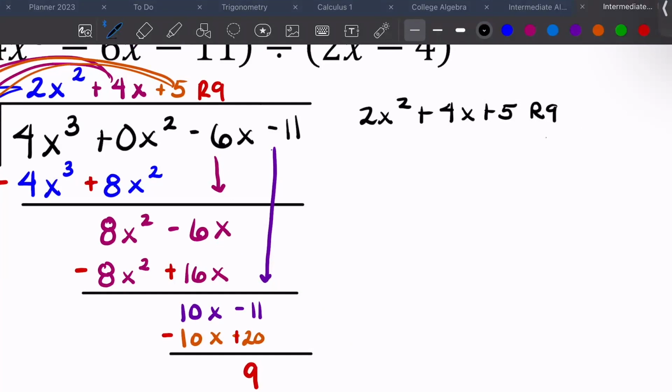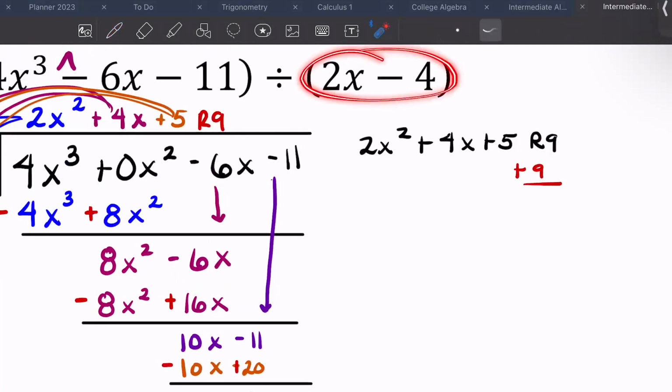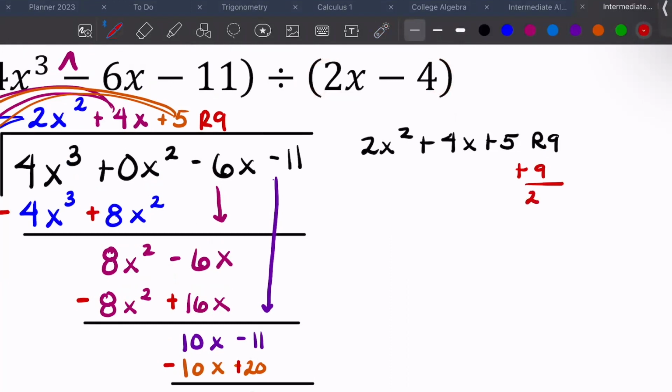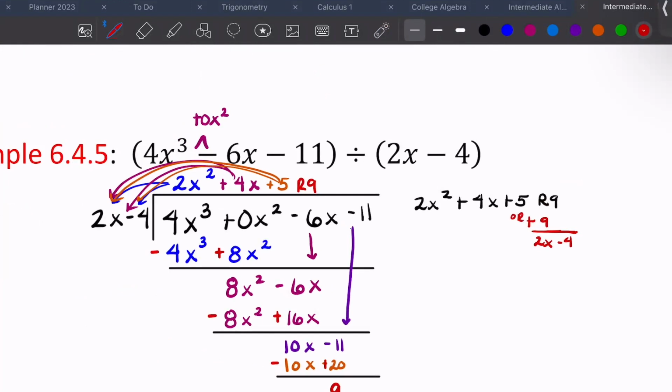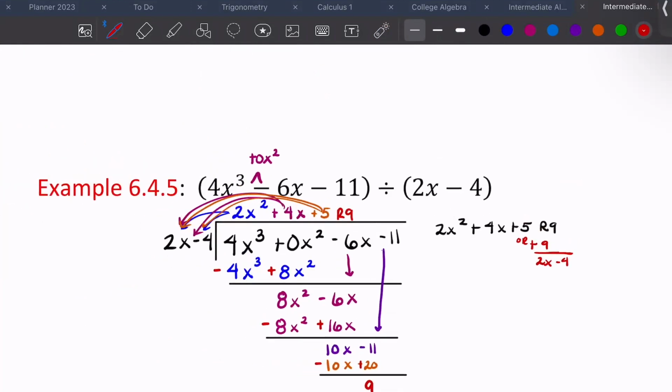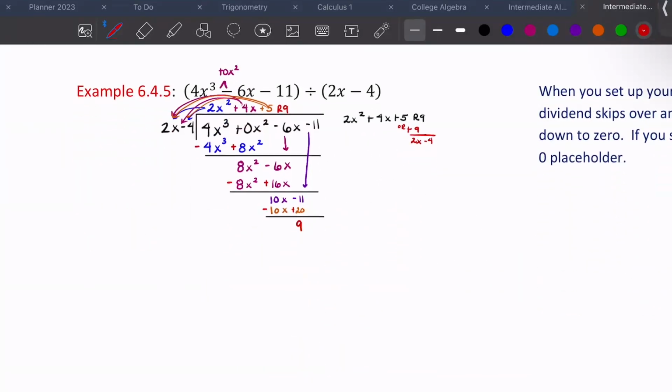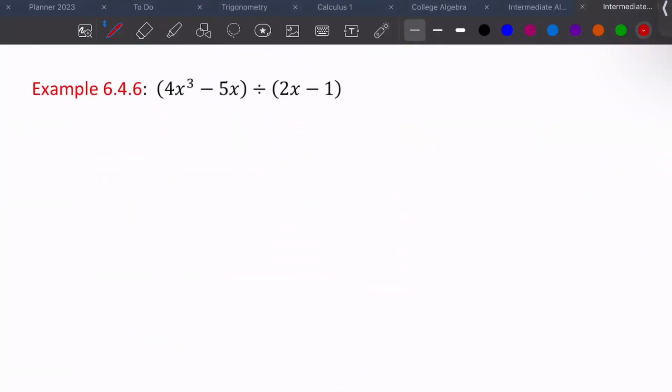Or we write it as our remainder as plus 9 over our divisor, 2x minus 4. Okay. So the only difference in that one was our 0 placeholder. Okay. Last one.